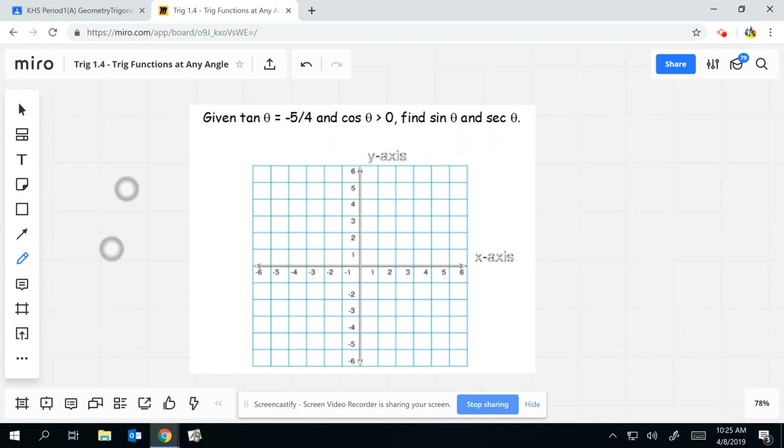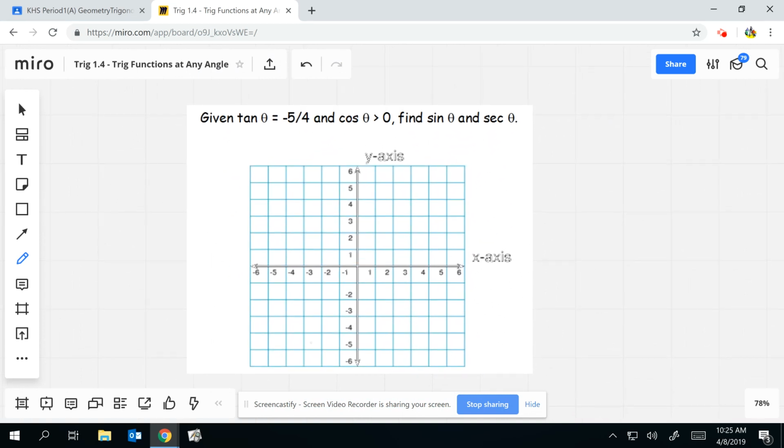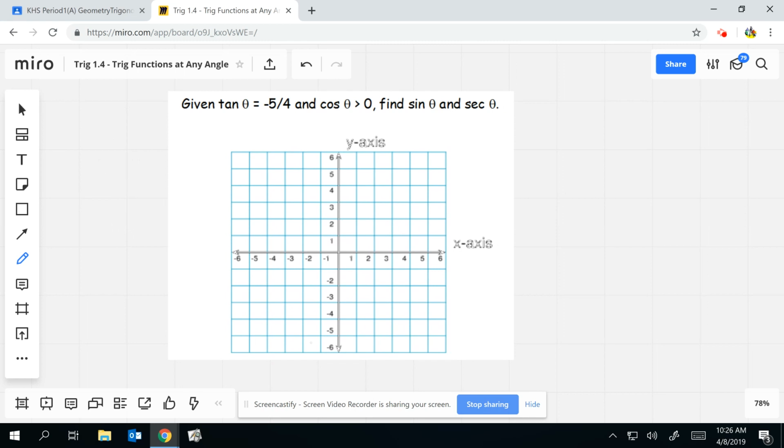A lot of this is just looking at the clues. It's like you're a mystery solver and you're trying to figure out, okay, what quadrant do I put this triangle in? Which ones are going to be positive? Which ones are going to be negative inside the quadrant? So you're trying to solve a mystery. They give you clues. The clue here is, first off, the tangent's a negative value.